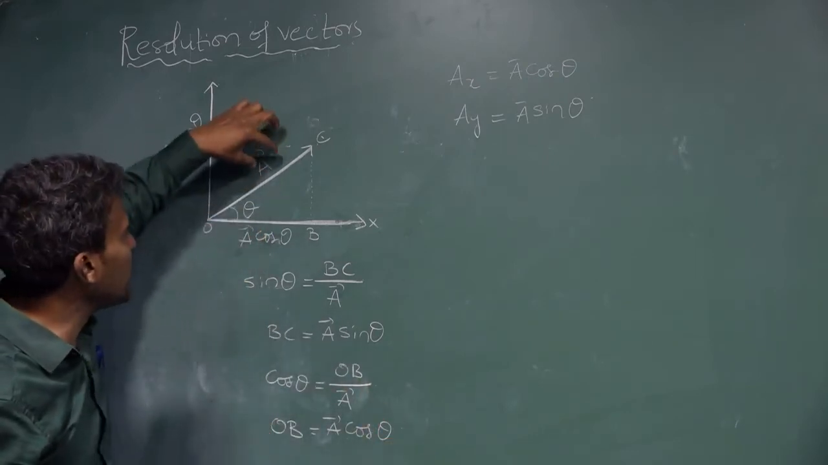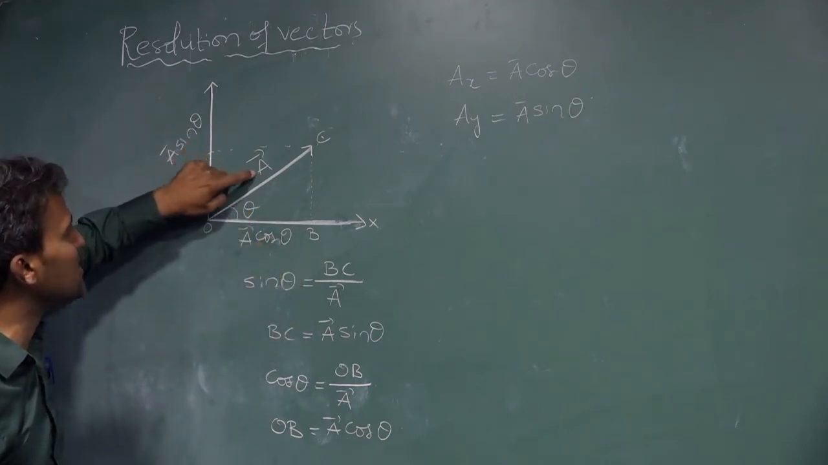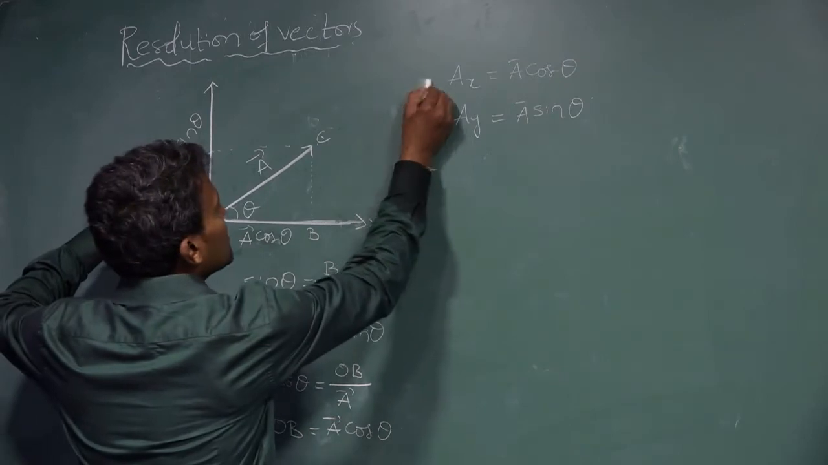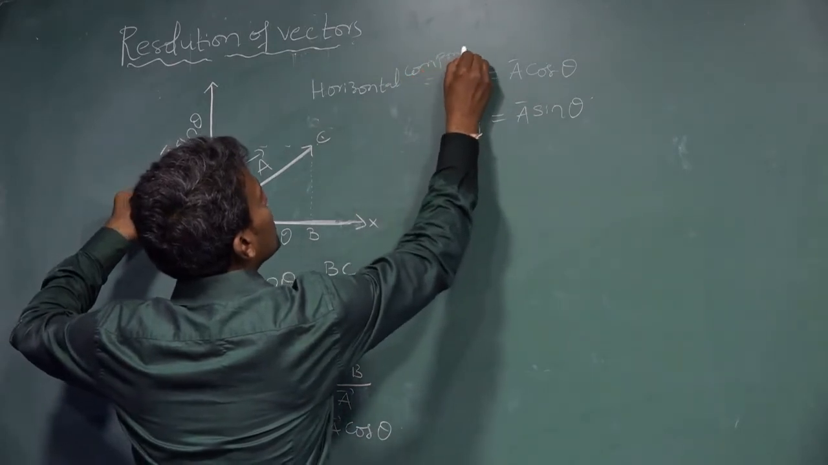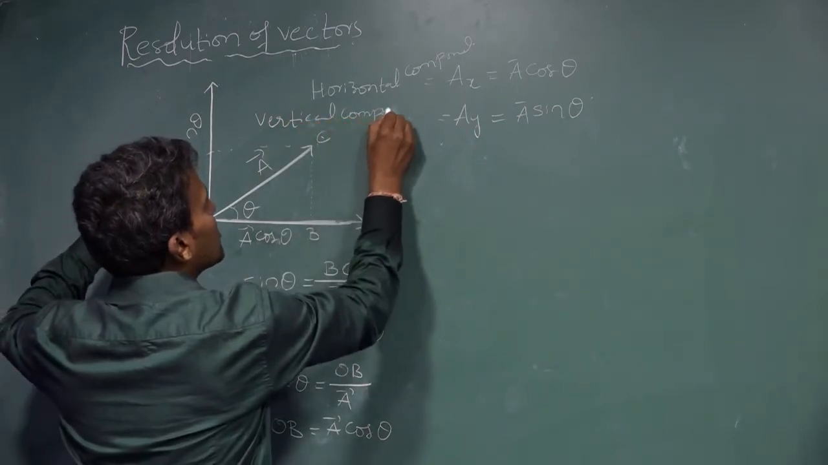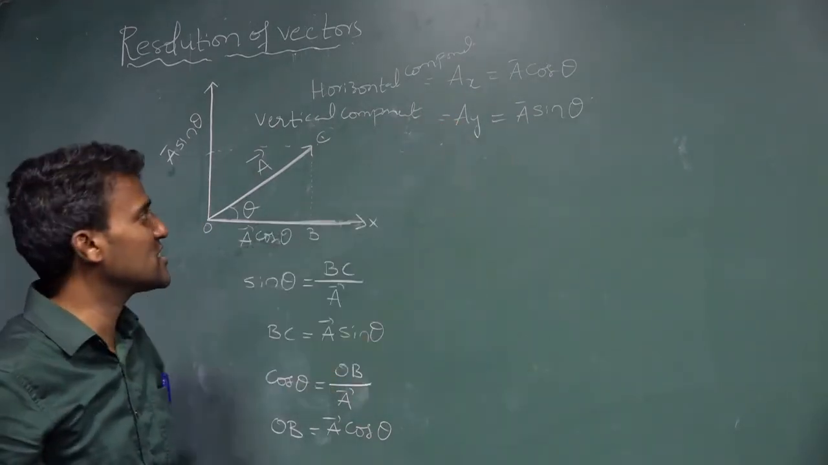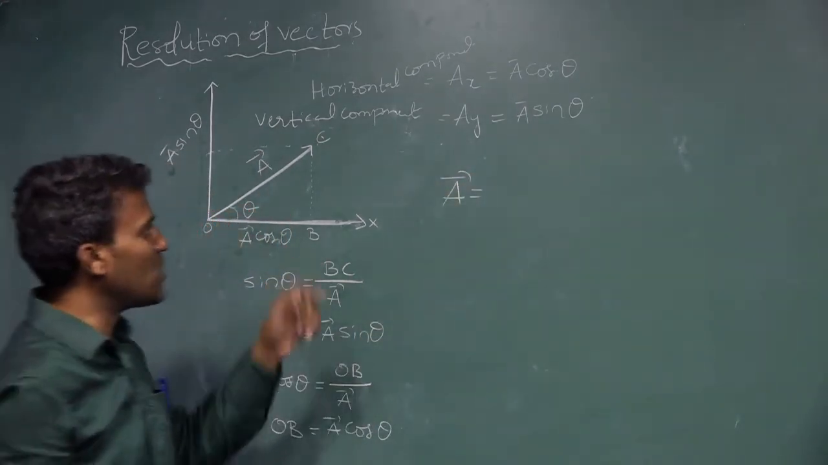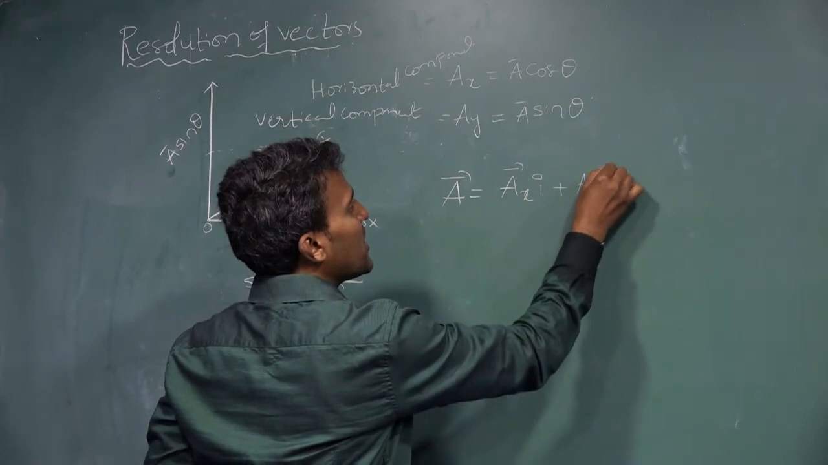Horizontal component of A vector is A cos theta. Vertical component of A vector is A sin theta. So AX is nothing but the horizontal component, and AY is nothing but the vertical component. Now, if you want to write this in vector notation, A bar is equal to AX i plus AY j.